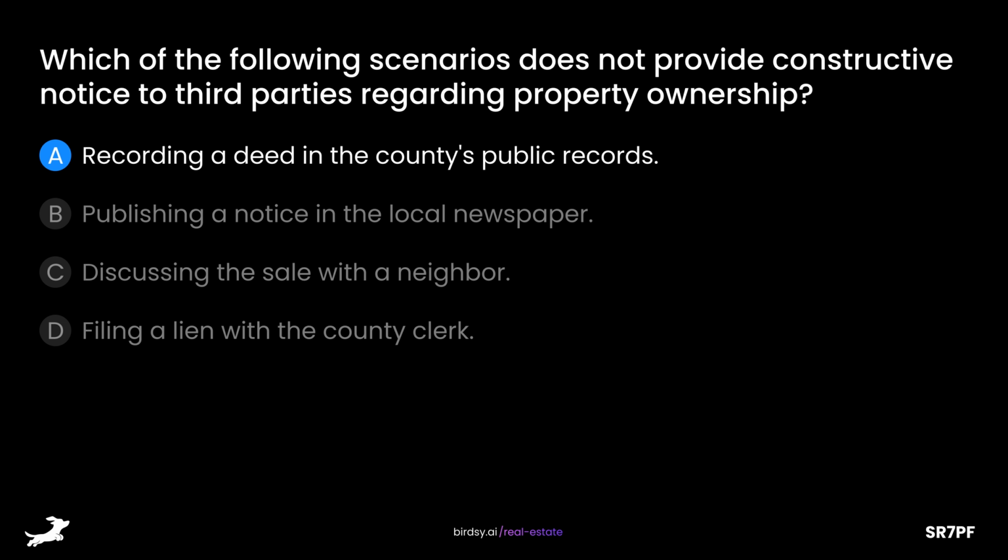Is it A, recording a deed in the county's public records? B, publishing a notice in the local newspaper? C, discussing the sale with a neighbor? Or D, filing a lien with the county clerk? The answer is C, discussing the sale with a neighbor.